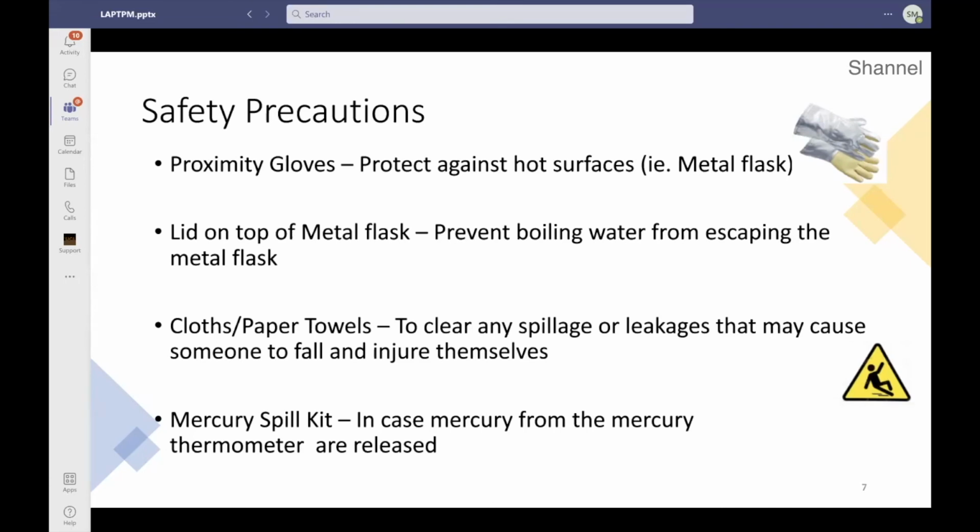Cloths or paper towels must be used to clear any spillage or leakages that may cause someone to fall and injure themselves. Lastly, a mercury spill kit must be readily available in case the mercury from the mercury thermometer is released. Mercury is known to have a detrimental effect on the digestive and immune systems, as well as lungs and kidneys.